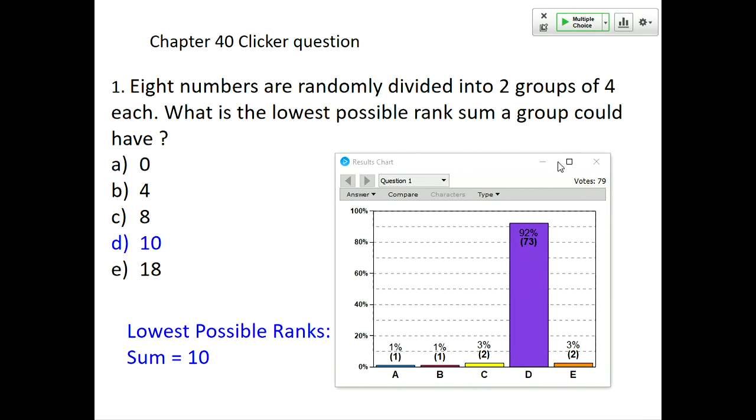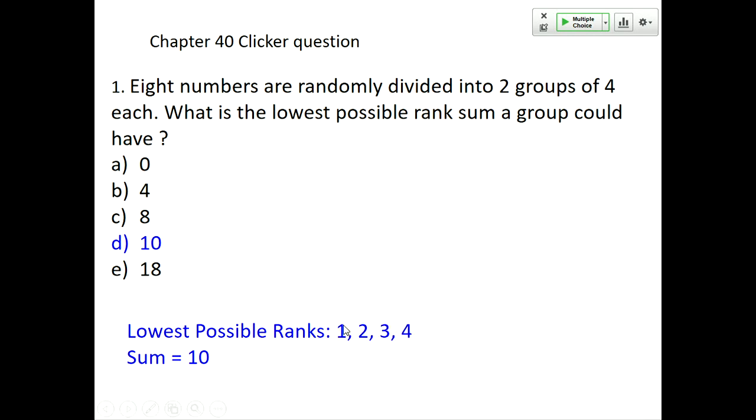This has to get out of the way so you can see the answer. Why? Because you have the ranks 1 plus 2 plus 3 plus 4. Does everybody understand that? The most extreme case would be the 4 lowest people in that group, and it would be 1 plus 2 plus 3 plus 4. So the sum of that is 10. Does everybody understand? Let's do the next one.